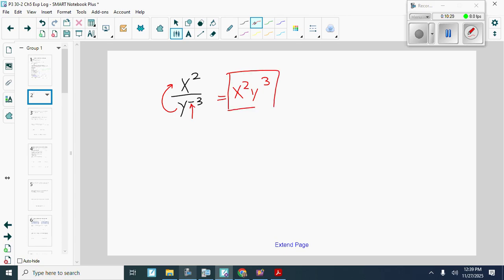Depending on where the variable is, there are only two options. The variable is either on the top or on the bottom. If it's negative on the top, you just pop it to the bottom. And if it's negative on the bottom, you just pop it up to the top.